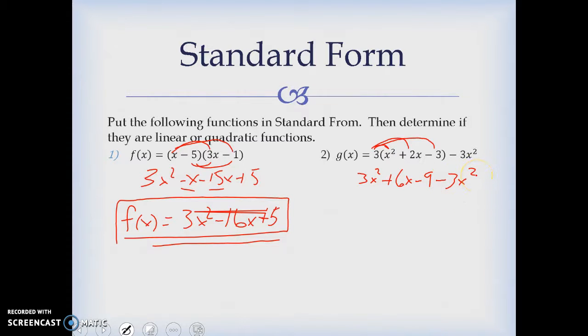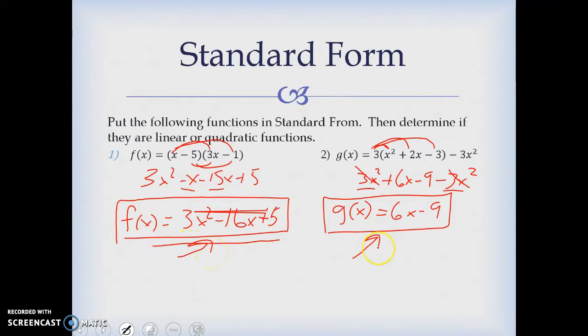But if I combine like terms, I will have a function 3x squared minus 3x squared, those cancel each other out, and then we just have the 6x minus 9. So even though this function looked like it was quadratic at the beginning, it's really not a quadratic function. It's a linear function because the quadratic terms cancel out. So part of what you're going to be doing on your homework is to determine whether or not a function is quadratic or linear. And in order to do that, you're going to have to simplify it, put it in standard form, and then determine whether or not it is quadratic like number 1 or if it's linear like number 2.